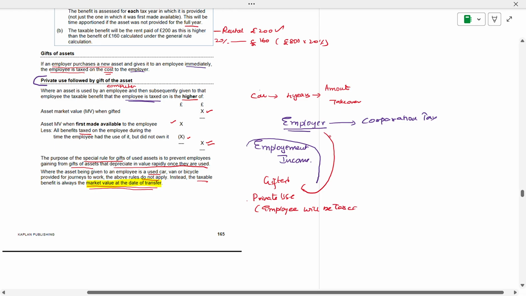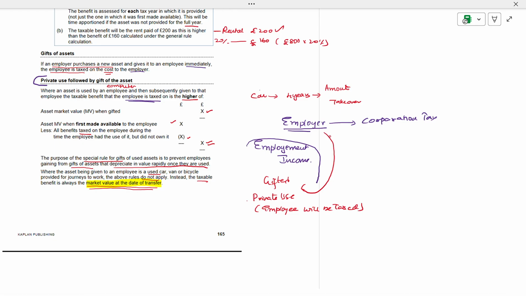Are you understanding my point? If it is used for private use, then it will come to our head. If it is not private use, if you are using it for business use, or ownership remains with the employer, then the picture of the employee will not exist.